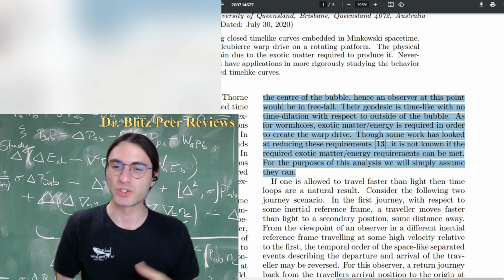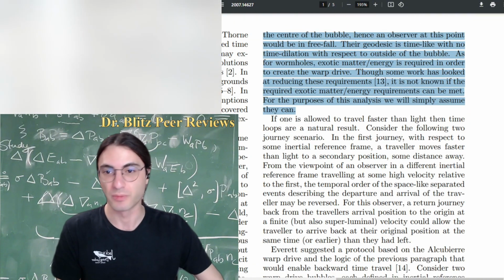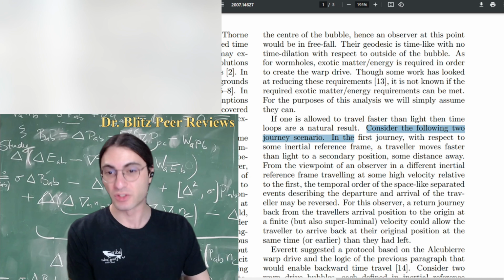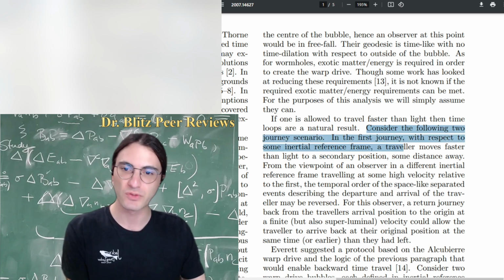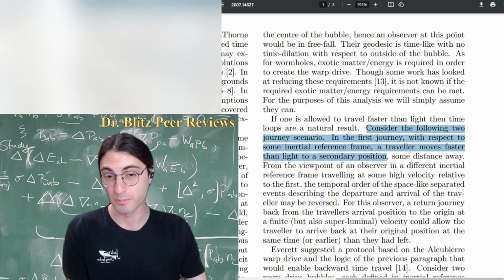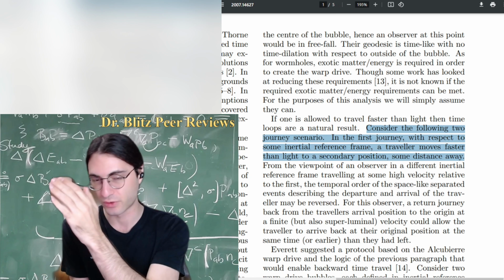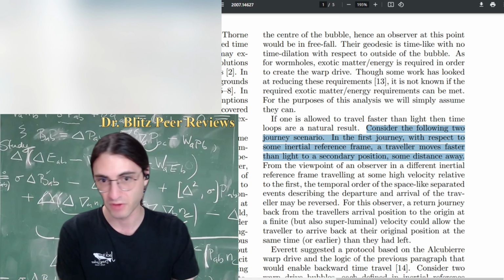If one is allowed to travel faster than light, then time loops are a natural result. Yeah, that's true. If you travel faster than light, you can go back in time. Consider the following two-journey scenario. In the first journey, with respect to some inertial reference frame, a traveler moves faster than light to a secondary position, some distance away. So you use your faster than light machine to jump to some other distance in a very short time.